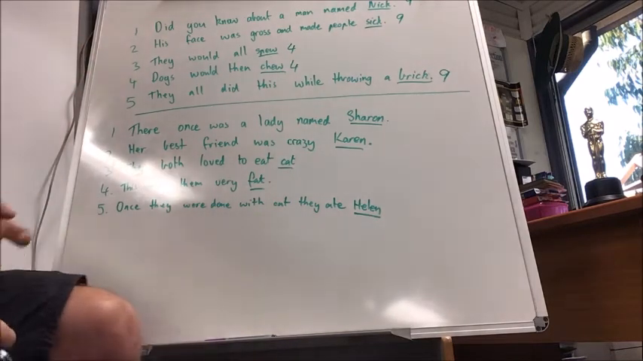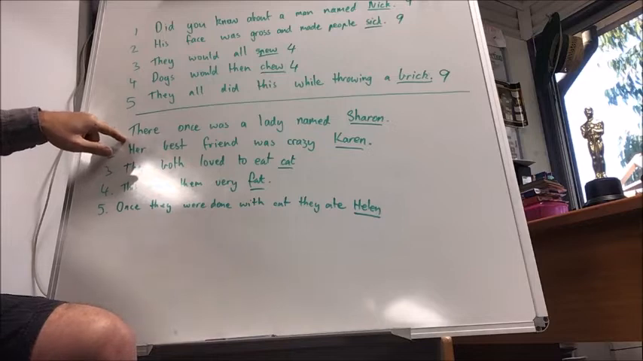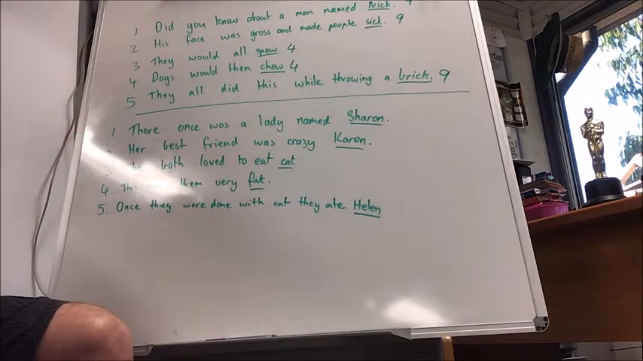Let's have a look at the second one. There was once a lady named Sharon. Her best friend was Crazy Karen. They both loved to eat cat. This made them very fat. Once they were done with cat, they ate Helen.